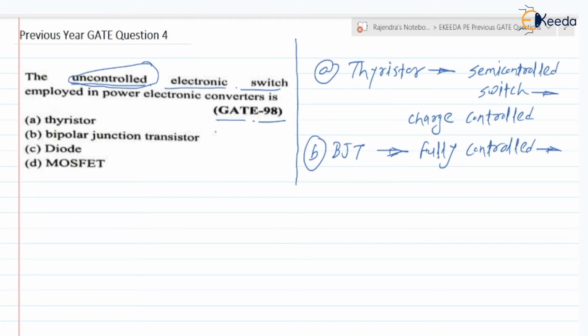Therefore it is a fully controlled switch, and it is a current controlled switch, right? It is current controlled and it is fully controlled.